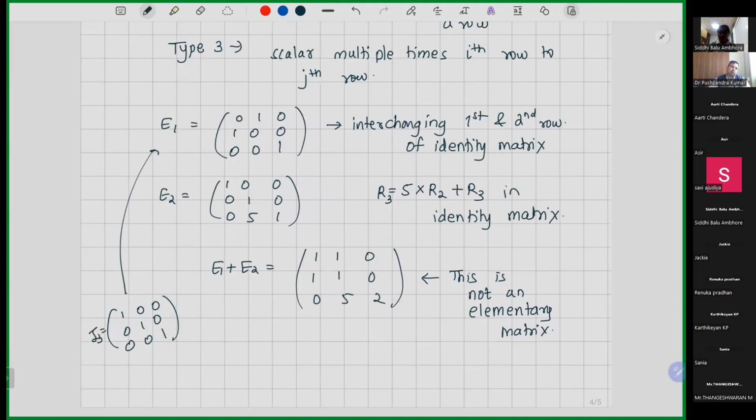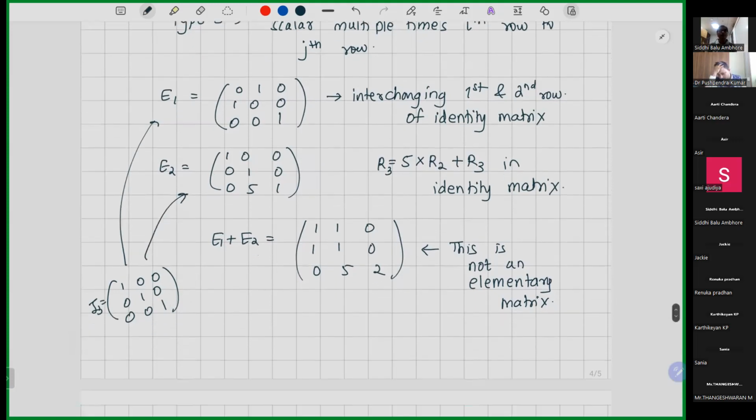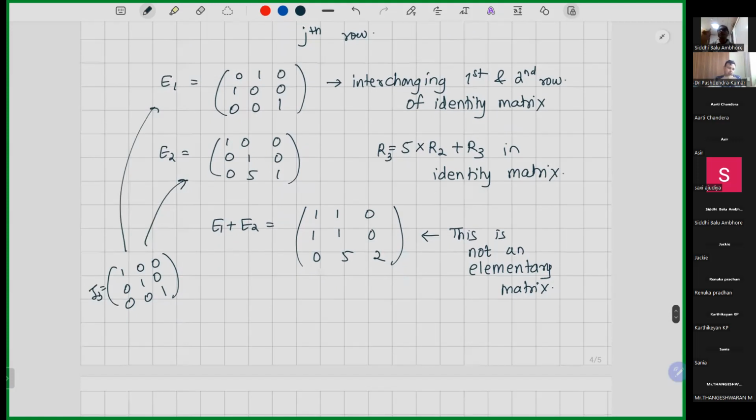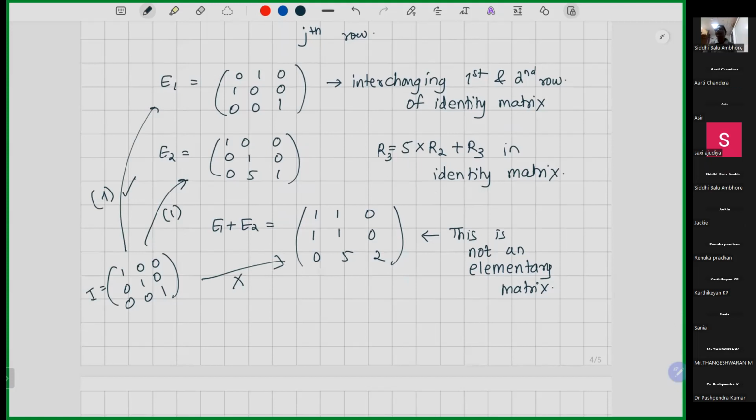Similarly here, I'm just multiplying the second row by 5 and adding it to the third one. So this is again an elementary matrix. But I cannot apply such an operation to this I3 which will give me this matrix. So this is an elementary matrix, only one operation. This is also an elementary matrix with one operation, but here it is not, because whatever I do, I can't get this matrix E1 plus E2 just by applying one elementary row transformation to the identity matrix. Is it okay?